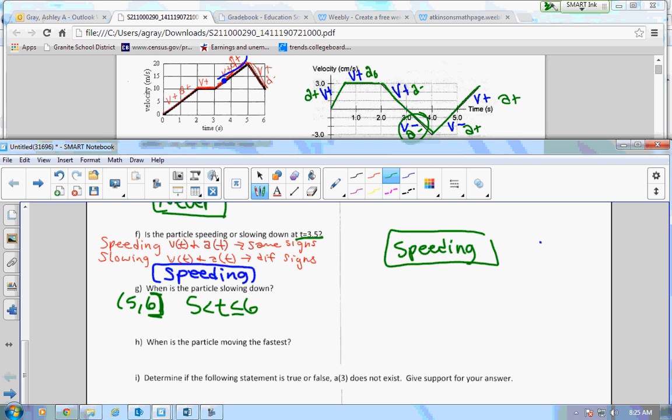Okay, this one, when are we slowing down? We're looking for different signs. So when do we see that we have different signs? 2 to 3. Union, I think there's another one, right? 4 to 5. Okay. Or you can write... Where's the particle moving the fastest? Speed on the velocity function, you know it's stopped when the velocity function is on the x-axis. So how do you know when it's going the fastest?